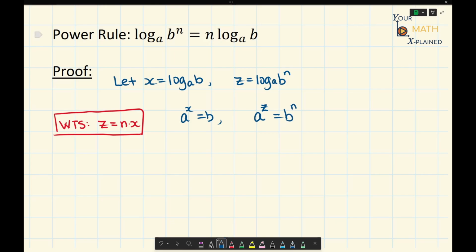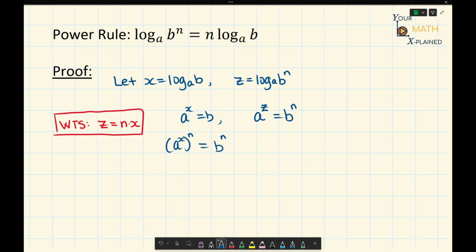So now looking at these two equations, if we take the first equation and raise it to the power of n on both sides, then on the right-hand side, we're going to get b to the power of n. So let's go ahead and do that. So we're going to take the left-hand side, raise it to the power of n. And then we're also going to take the right-hand side and also raise it to the power of n.